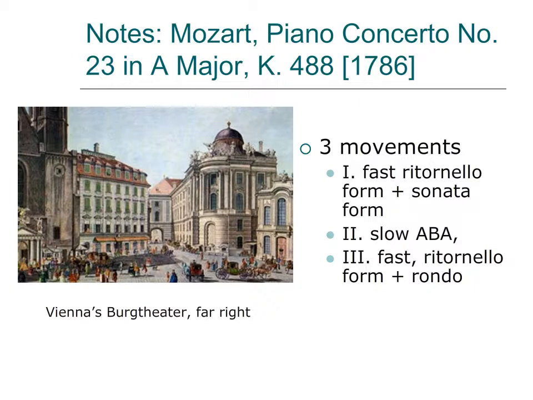As, by the late 18th century, sonata form had emerged as a powerful way in which to build musical tension and provide musical resolution, Mozart merged ritornello form and sonata form in his concertos. Many of these concertos were premiered at the Viennese Burgtheater, pictured on your screen.